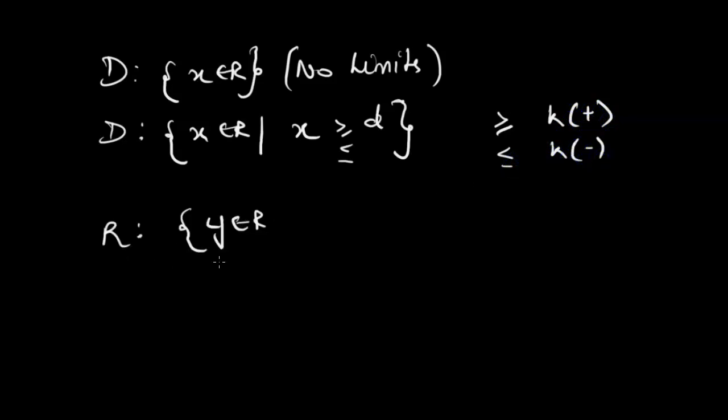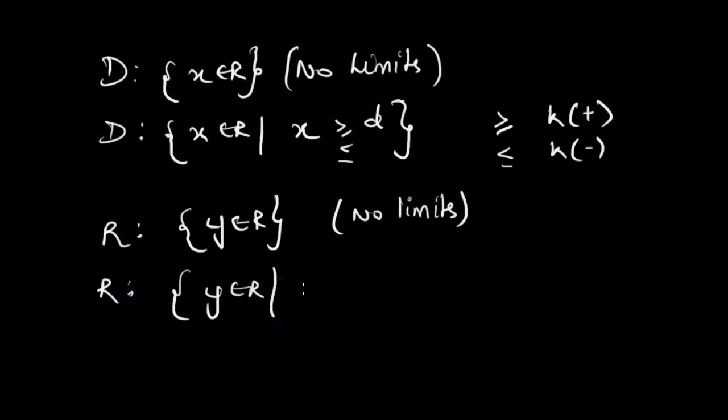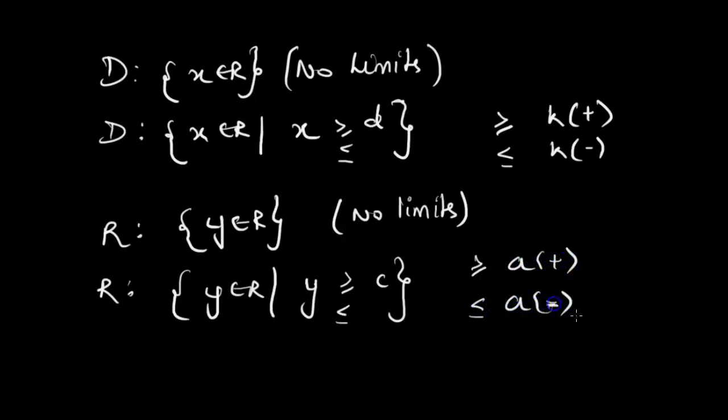Similarly, for range, we write down y ∈ R if there are no limits. However, if there are limits, then we write down y ∈ R, where y is going to be either greater than or equal to or less than or equal to the c value. Greater than or equal to if a is positive, and less than or equal to if a is negative. So this is the scenario of domain if there are limits, and this is the scenario of range if there are limits on range.